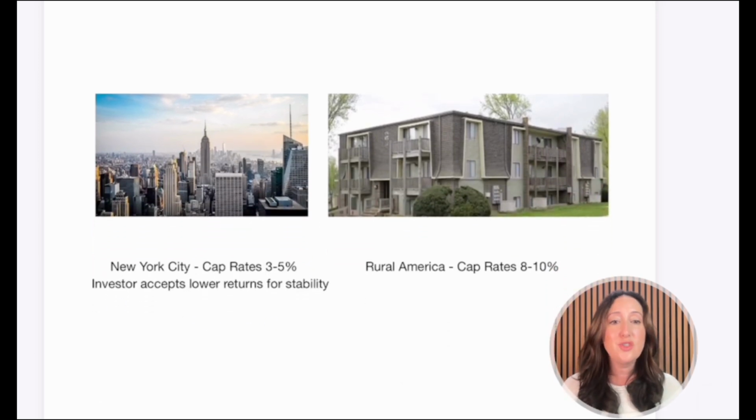So New York City is generally going to trade at a lower cap rate. And this is because the investor knows New York City isn't going anywhere. Investor accepts a lower return in exchange for stability. New York City is a strong market. Los Angeles land value is very high. Investor will say, I'm going to plant money here at a lower cap rate, but I feel it's more stable and secure. As opposed to a place that maybe is in more rural America, where the cap rates are going to be higher, because generally speaking, it's considered to be a bit more high risk.